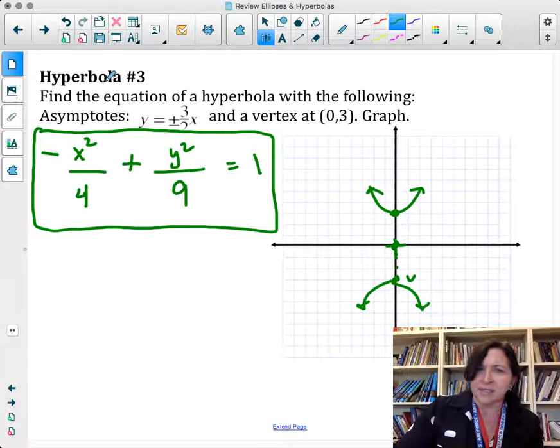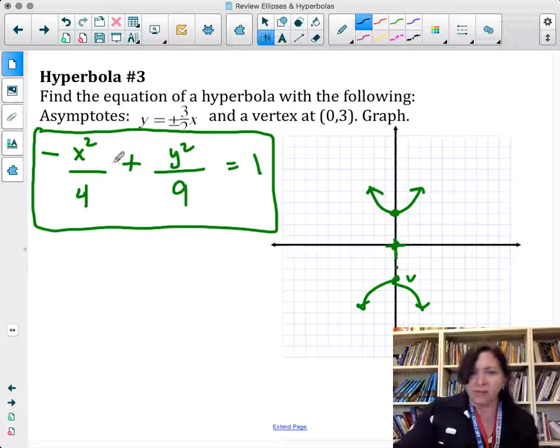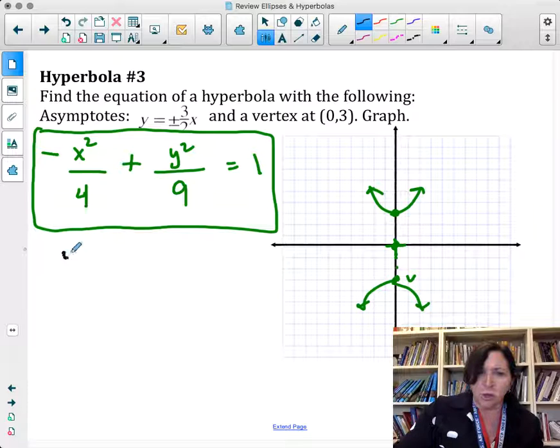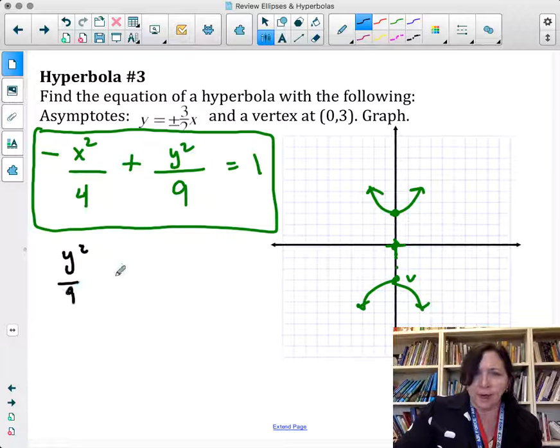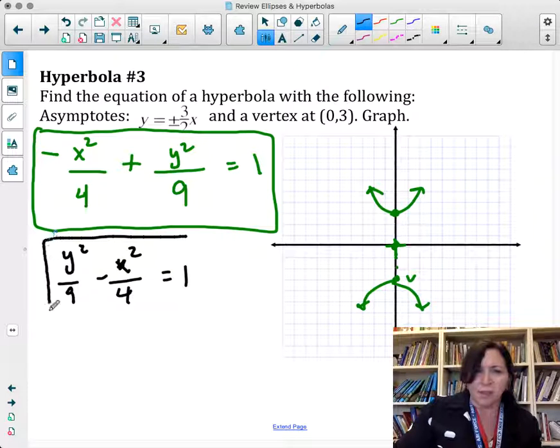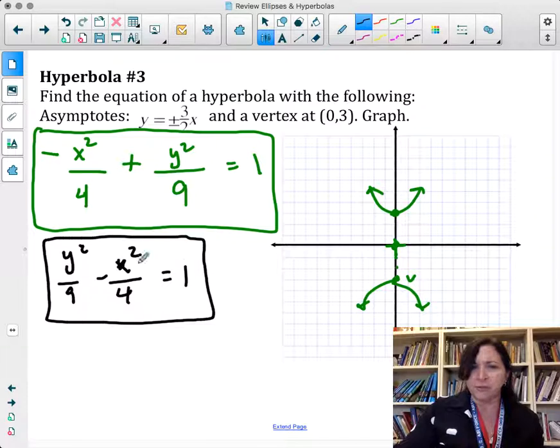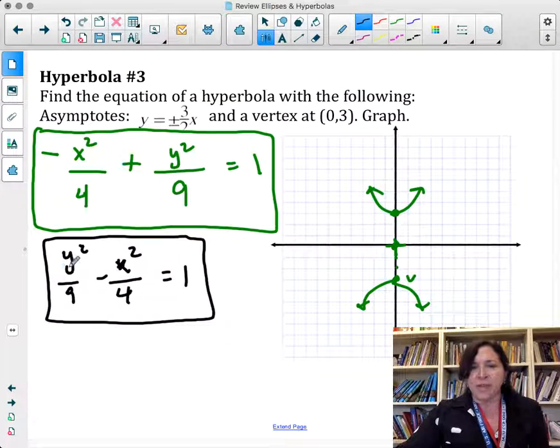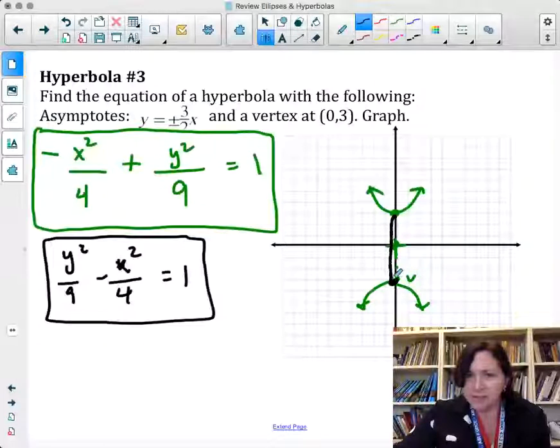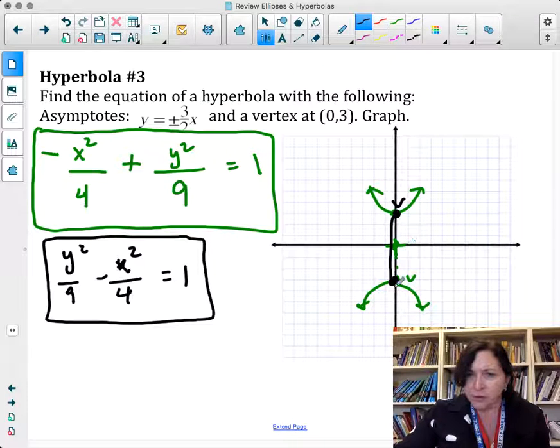The only other thing that I would say is some people will write this the other way. So they'll go y squared over 9 minus x squared over 4 is equal to 1, because they like the y squared term, they like the positive term first. And so that being said, remember, this here is my transverse axis, and it does connect my 2 vertices here and here. And the length of my transverse axis would be 6. Okay.